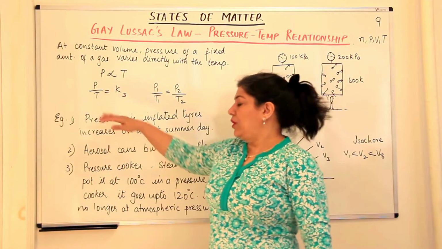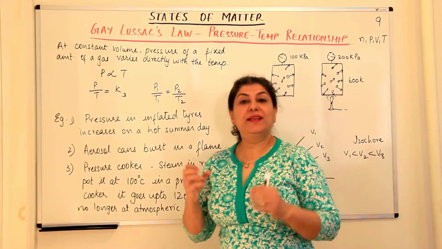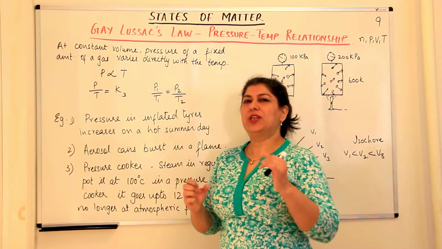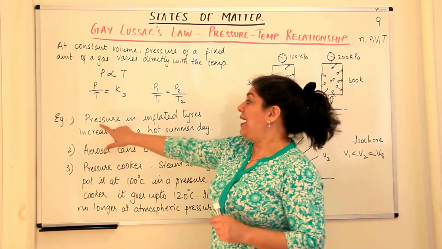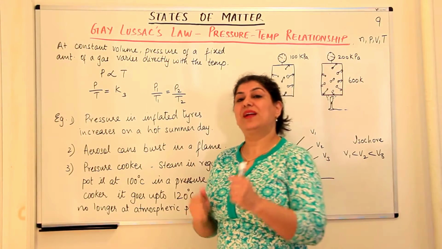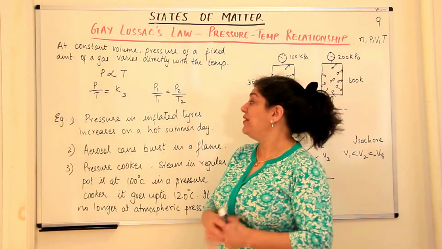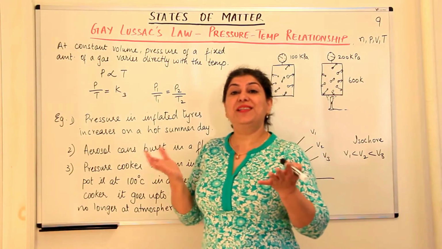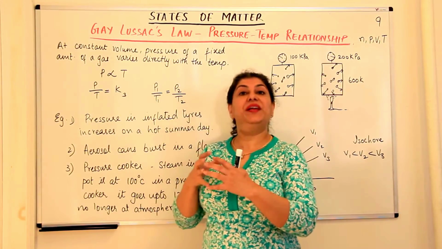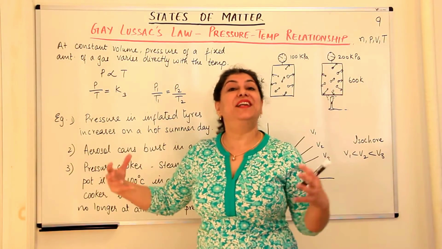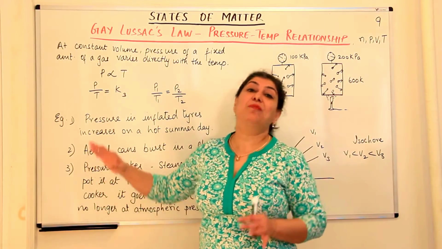Now I want to tell you about a few examples where we see this law. During the summer months, if you notice, the tires of vehicles, which we inflate with air, run over roads that are very hot, and the atmospheric temperature is higher. As the temperature rises, the tires cannot inflate beyond that point because they're already inflated. So they cannot expand anymore. What happens during the summer months? Tire bursts are more common.